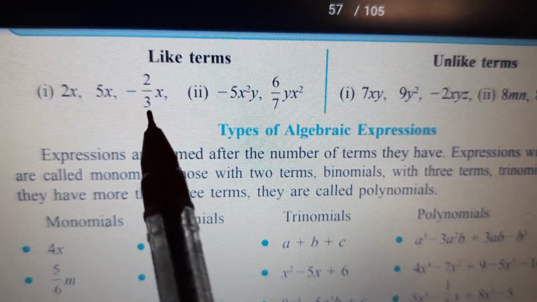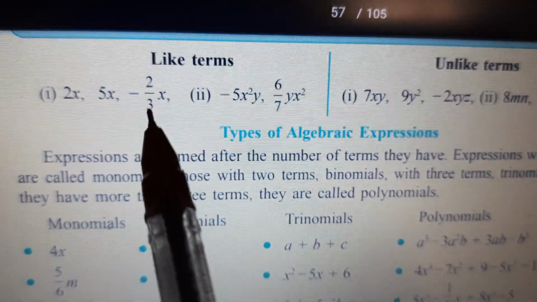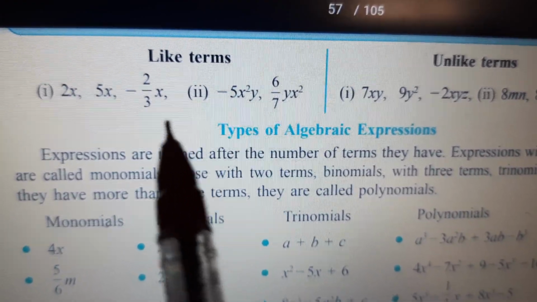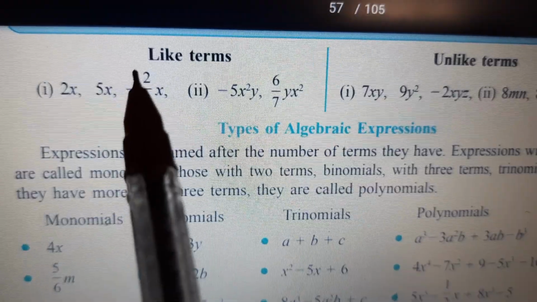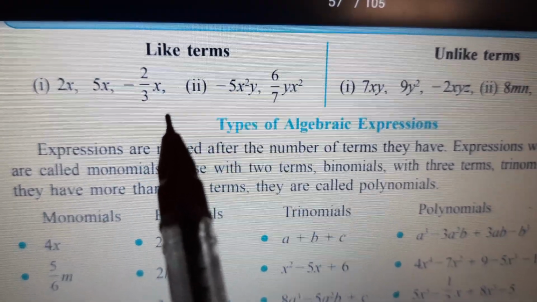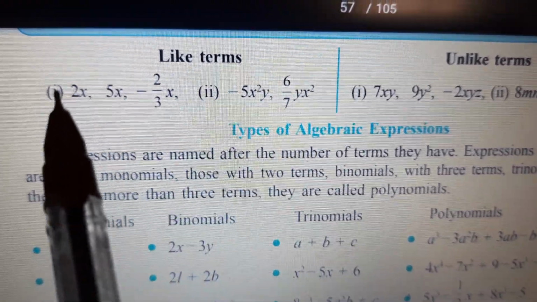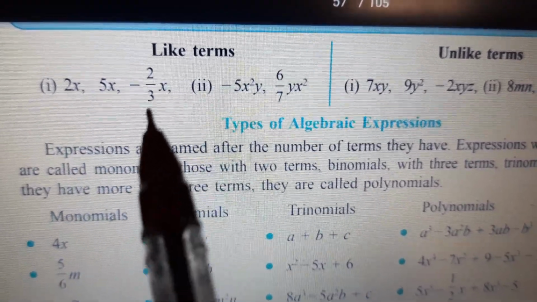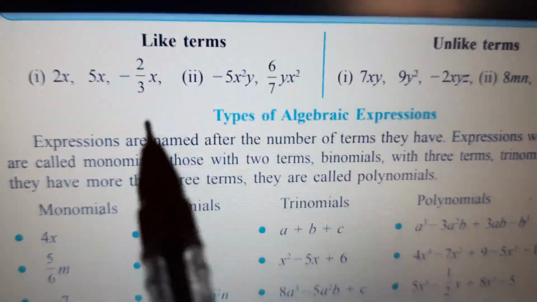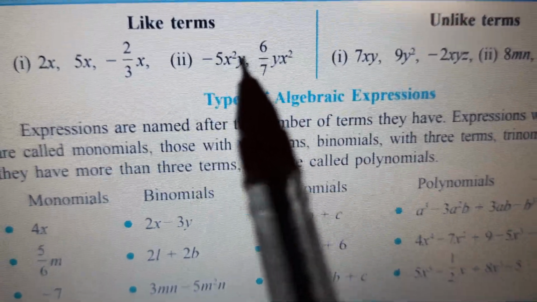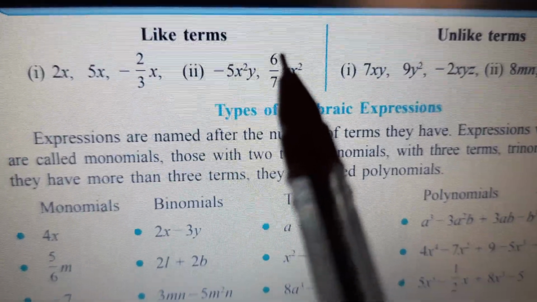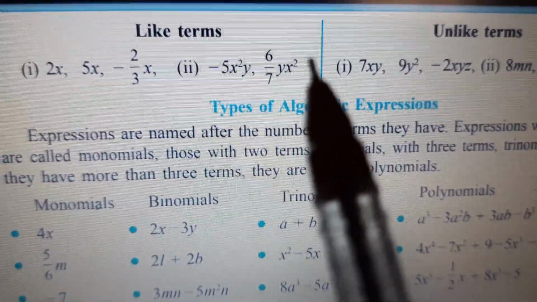Minus 2 upon 3 x. So minus 2 upon 3 is a coefficient and x is the variable. So here you can see x raised to 1. Okay, we have learnt indices, right? X raised to 1. So this is a like term because the variable is x as well as the power is also 1, children. Look here, second example, minus 5x square y and the other is 6 upon 7 yx square.